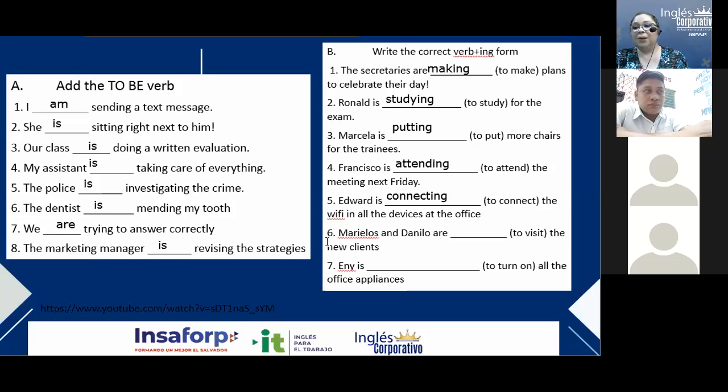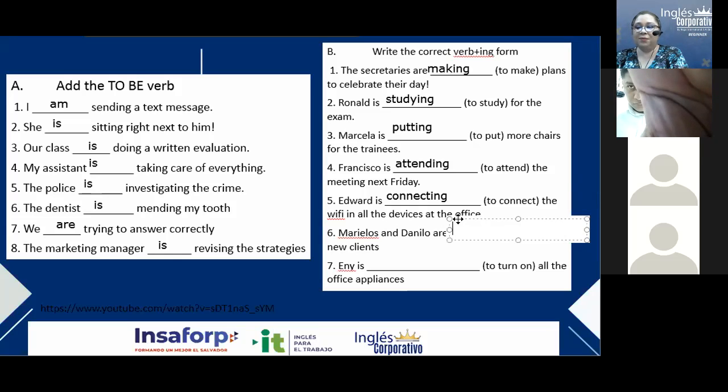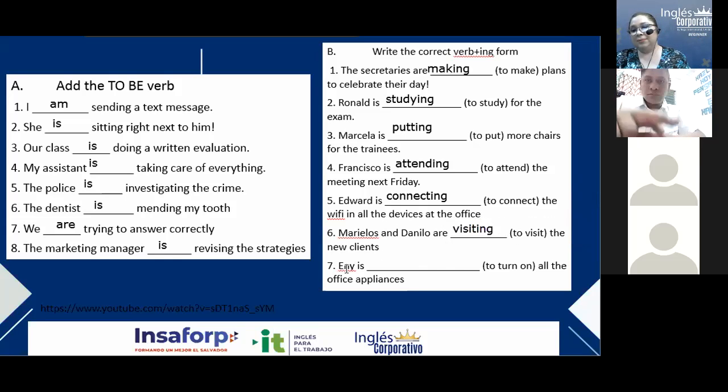Visiting. Okay, can you read the complete sentence, please, Pablo? The complete sentence, please. Can you read it? Number six. Marielos and Danilo are visiting the new clients. Clients. Okay. So we write visiting just as it is. We add ing only, okay? Visiting. Okay, and number seven. Amy is turning on all the office appliances. Okay.